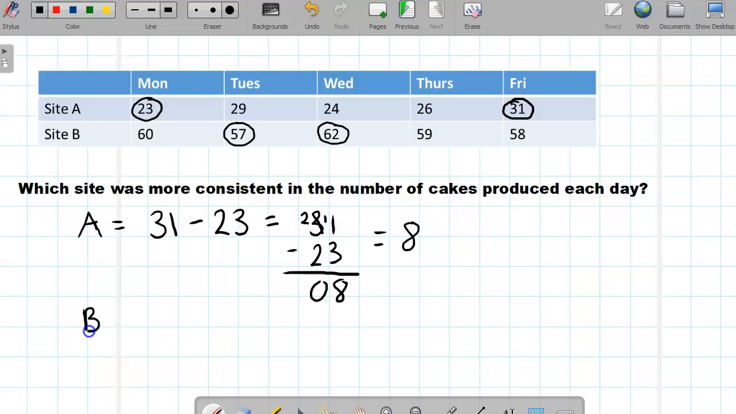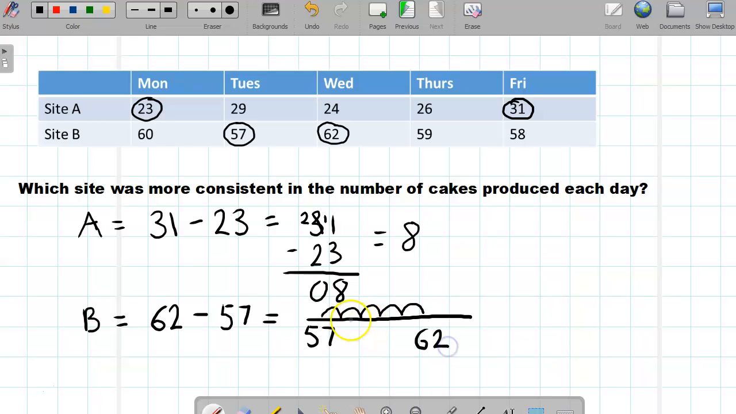If we now go to site B, similar, but the numbers are a little bit higher. 62 take away 57. Now I have some learners who in this situation would go to the lowest number, i.e. 57, and would then draw a number line and would bounce up that number line until they got to 62. So they go 57, 58, 59, 60, 61, 62. They would then count how many jumps they'd made, 1, 2, 3, 4, 5, to get a difference of 5. That's a totally acceptable method as well.